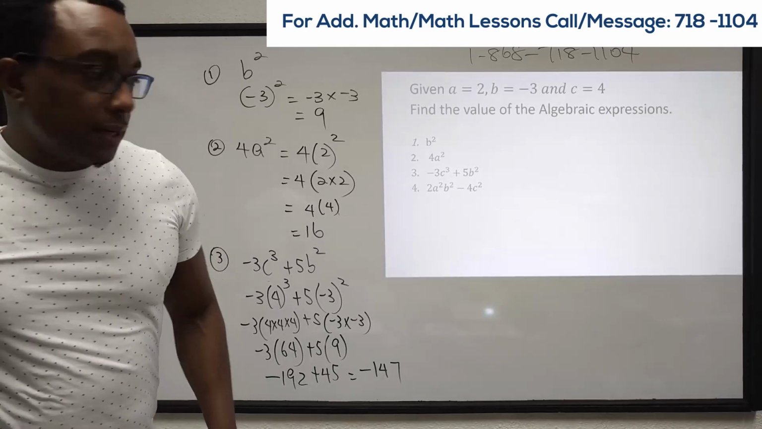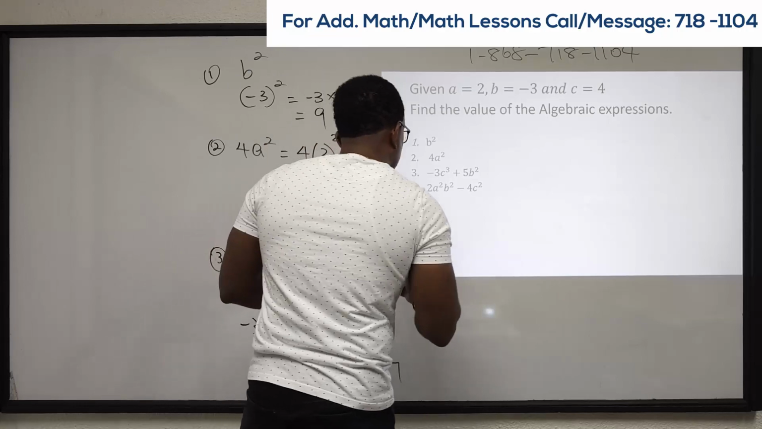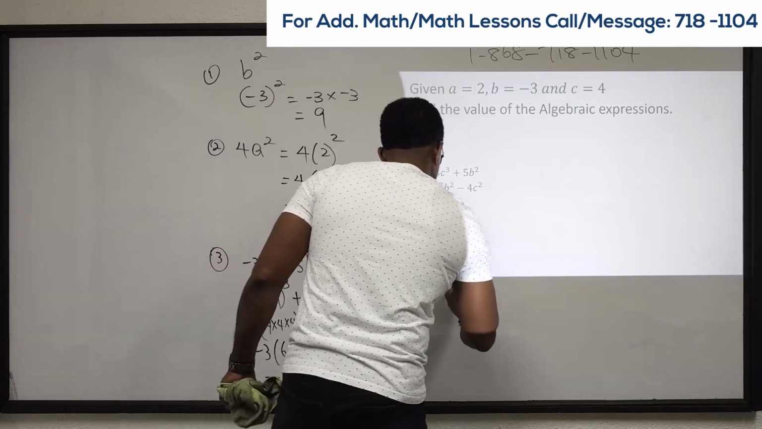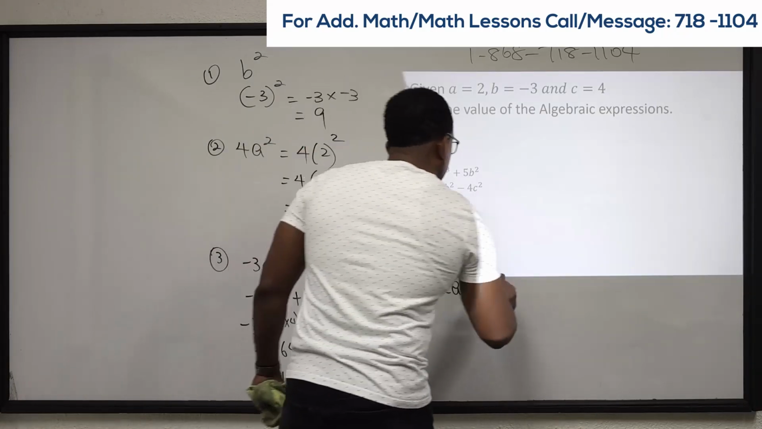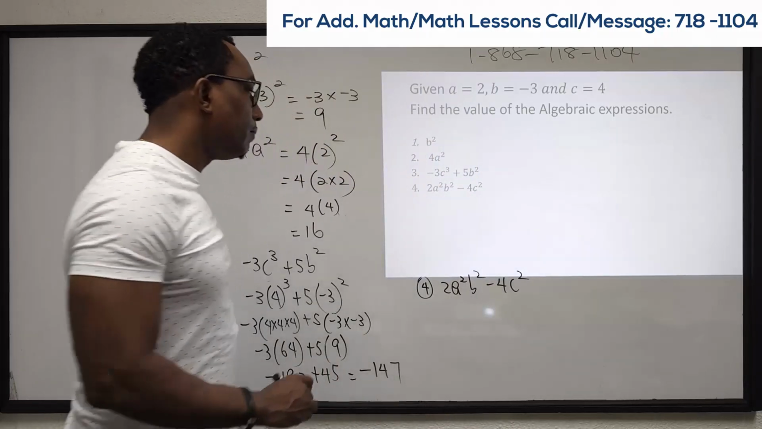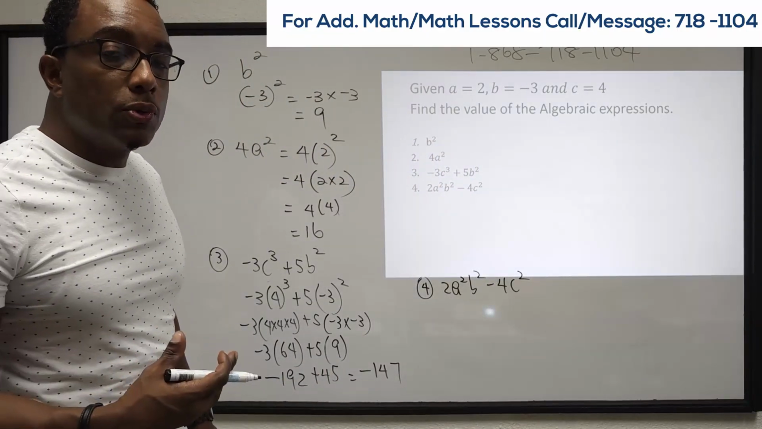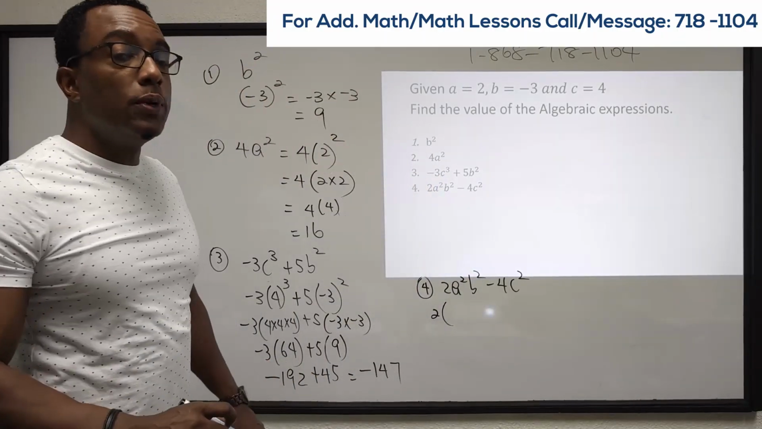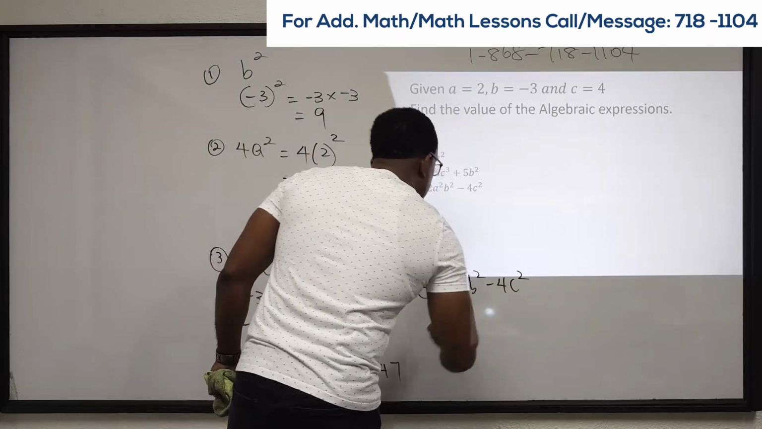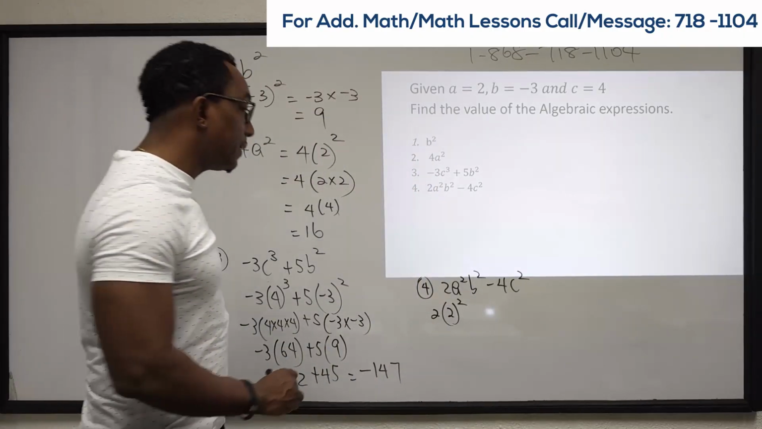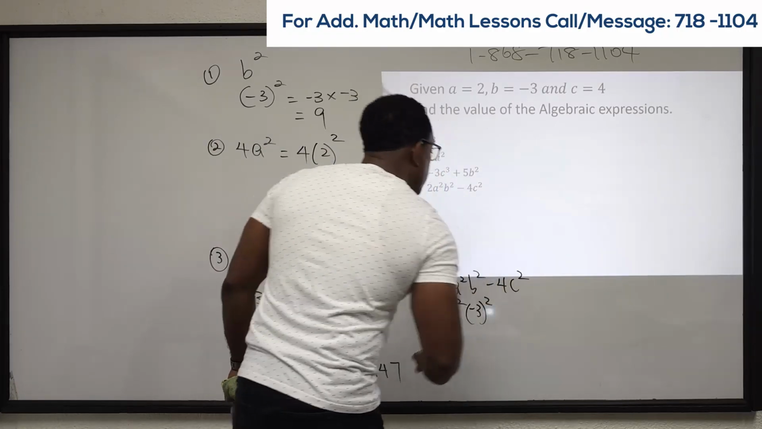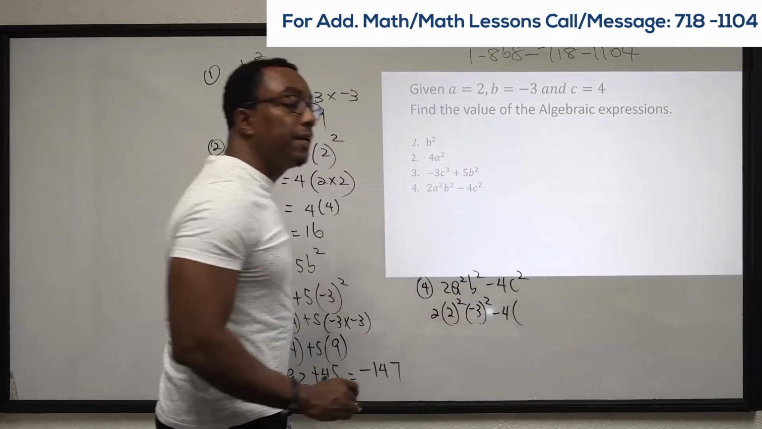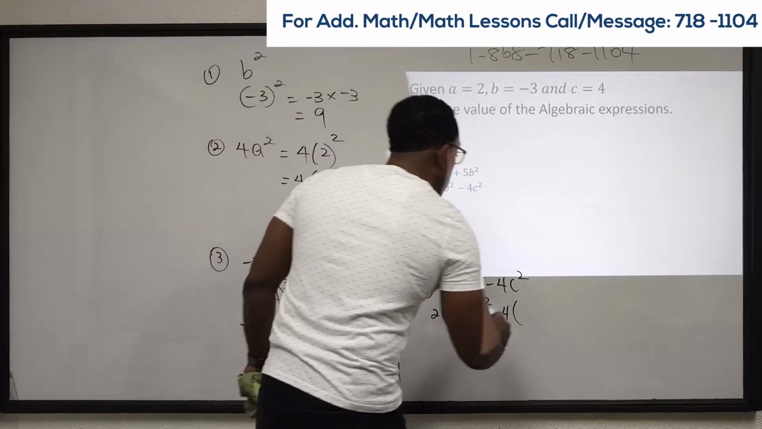Let's look at question 4. We have 2a squared b squared minus 4c squared. Again, we're going to replace all those variables with the numbers given. So this is 2. I'm going to replace a with 2 in brackets raised to the power of 2, I'm going to replace b with negative 3 in brackets raised to the power of 2, and I'm going to replace c with 4. So I have my negative 4, and I'm replacing c with 4 in brackets raised to the power of 2.